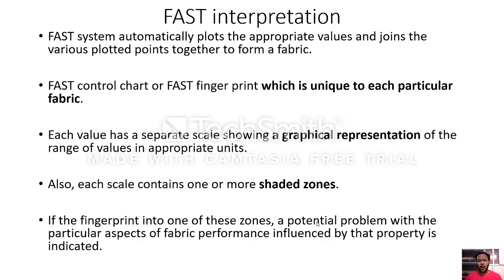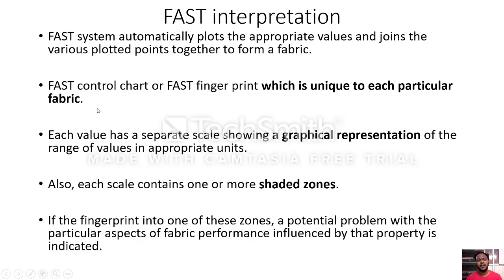This system automatically plots the appropriate values. Whatever values we have obtained from the 3 instruments and 1 test method, it automatically plots them and joins the plotted points to form a fabric. From here, by this FAST system, we get information called the FAST control chart or FAST fingerprint. So this fingerprint is unique to each particular fabric.